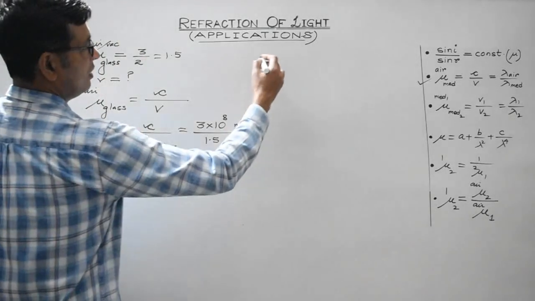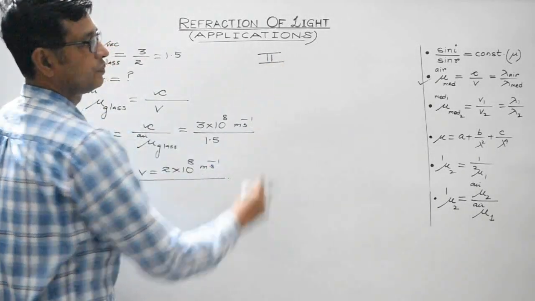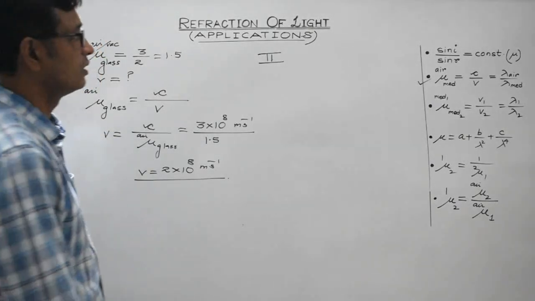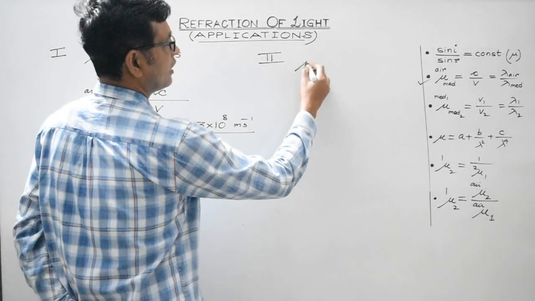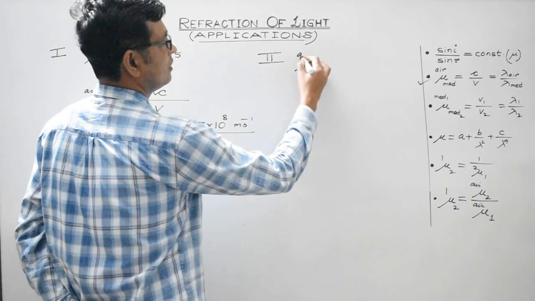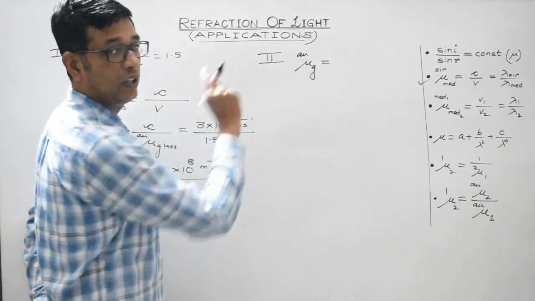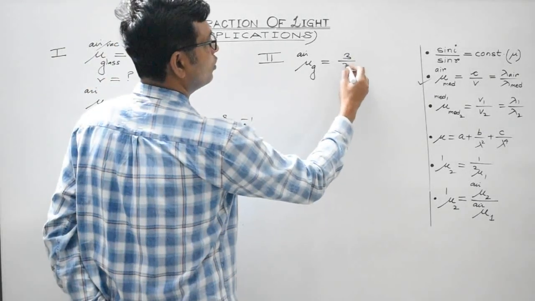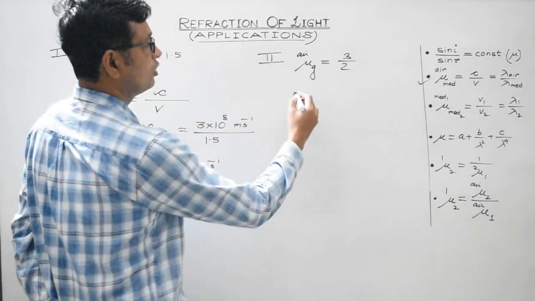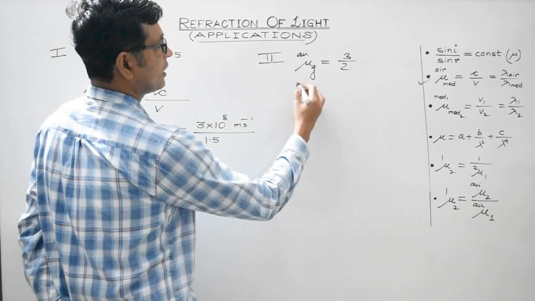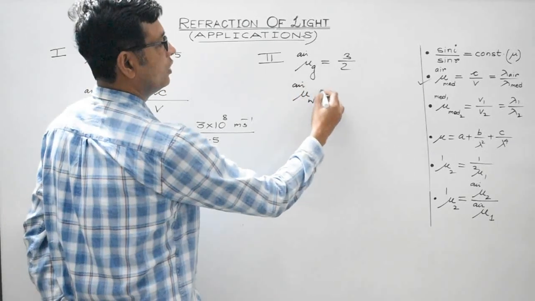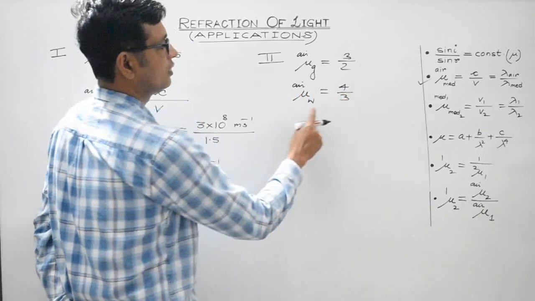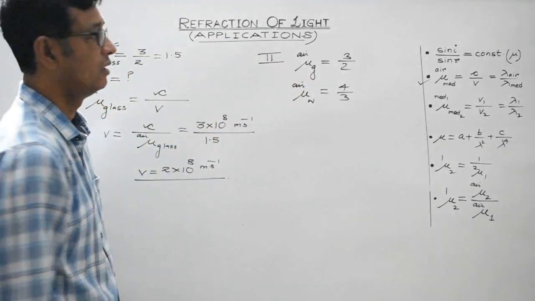Okay. Let's discuss the second one. Suppose, students, the refractive index of glass with respect to air, I am talking about absolute refractive index, is given to me as 3/2. Also, the absolute refractive index of water with respect to air is given to me as 4/3. This is water and this is glass.